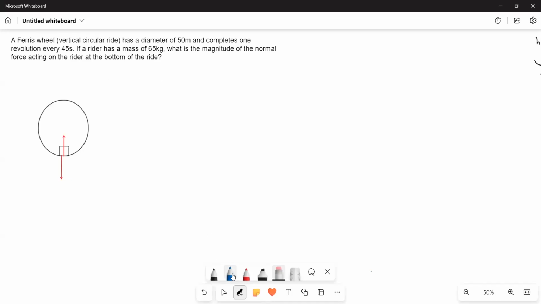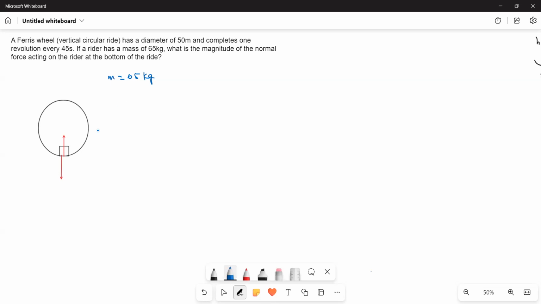A Ferris wheel vertical circular ride has a diameter of 50 meters and completes one revolution every 45 seconds. If a rider has a mass of 65 kilograms, what is the magnitude of the normal force acting on the rider at the bottom of the ride? This is your Ferris wheel. Here is the rider. The mass of the rider is 65 kilograms.